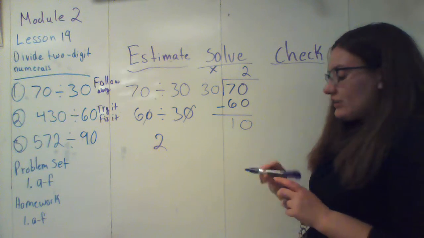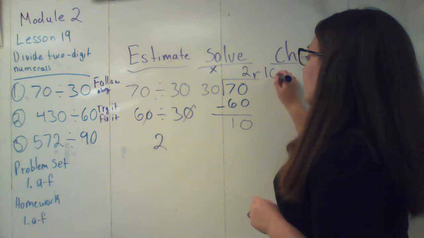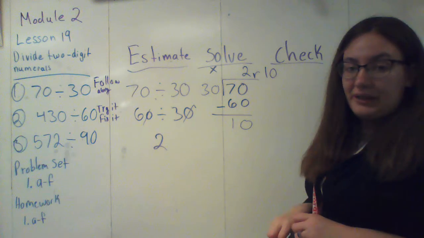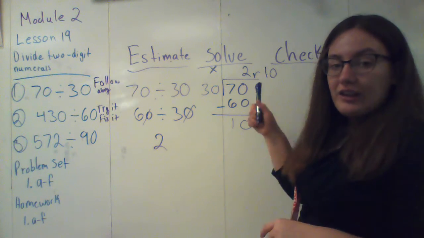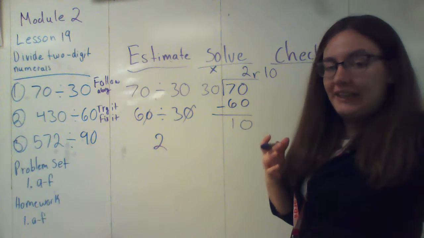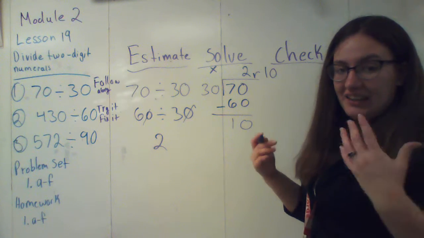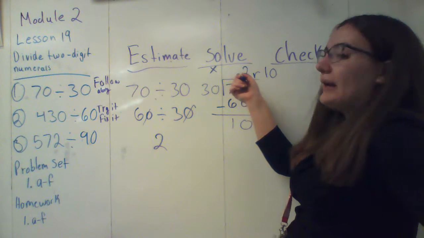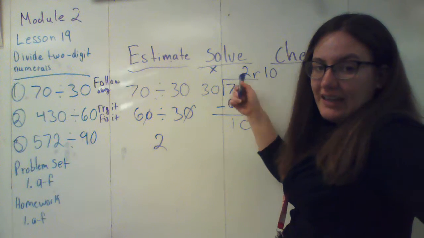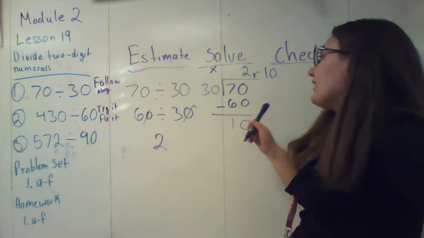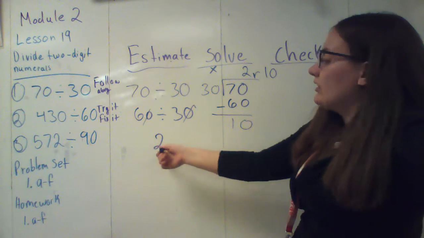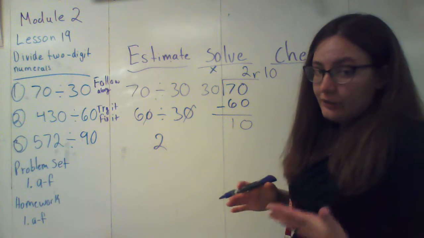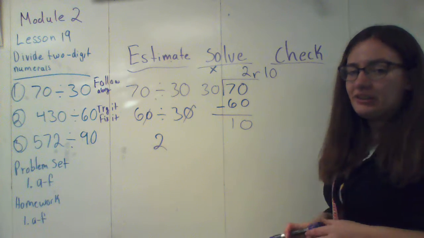So your final answer would be 2 remainder 10, and it's fine to have remainders for this lesson. So that's my final answer. When I check my answer, I first look at my estimate. I think, does this look okay? So I look at this and I see that my answer is 2 remainder 10, which means I have 10 left that can't be divided. But I have 2 and a 2 right there. So they're very close to each other, so I know my estimate is probably correct.